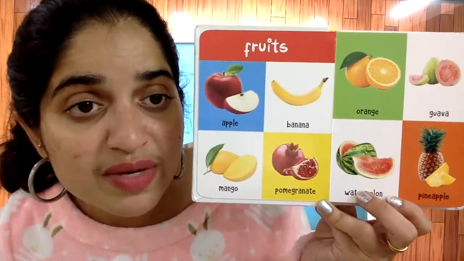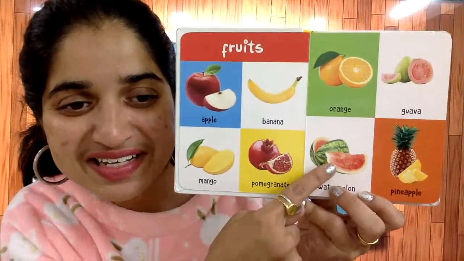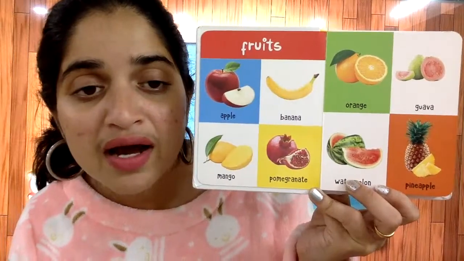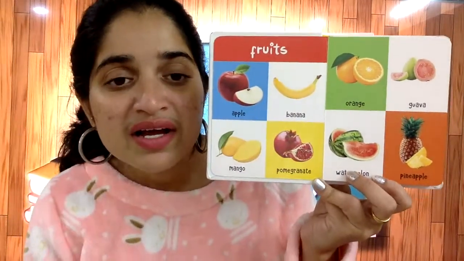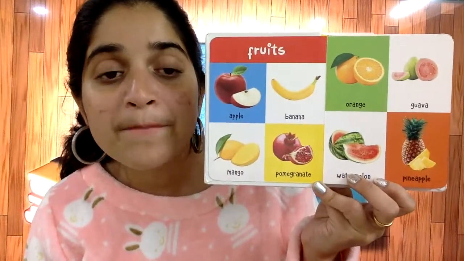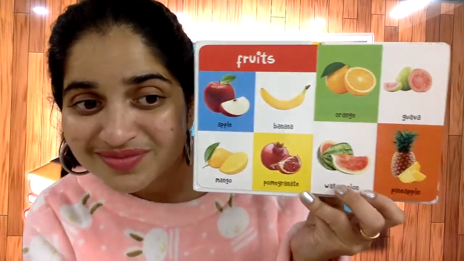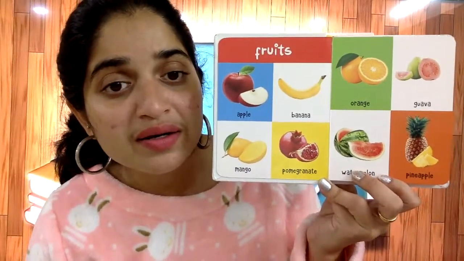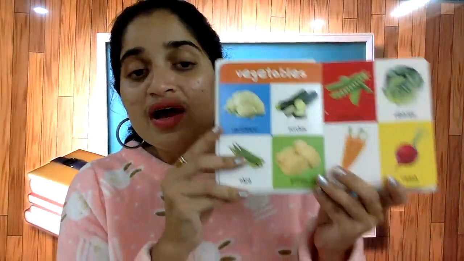Now, can you show me where is the watermelon? Point out to the watermelon, children, everybody. Very good. Here it is. Can you show me where is the banana? Good job. Can you show me a pineapple? Where is the pineapple now? Good job. Can you show me where is an apple? Amazing. All right, children. Let's move on and see.